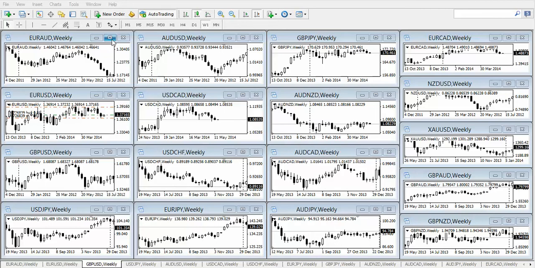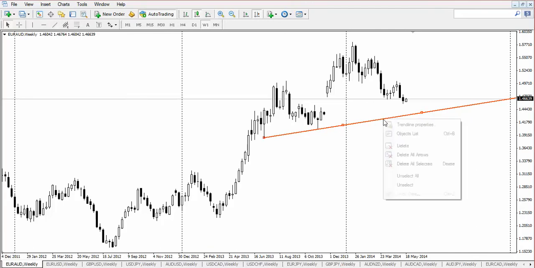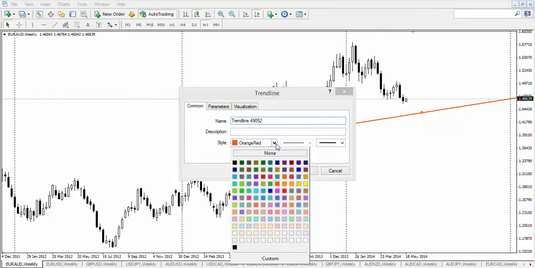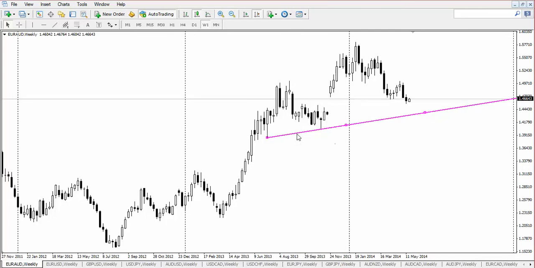So quickly starting on the Euro Aussie, already in a short position here, and might consider looking to add, but probably not until this trend line here breaks. But because we're in it already, we'll keep that chart up.